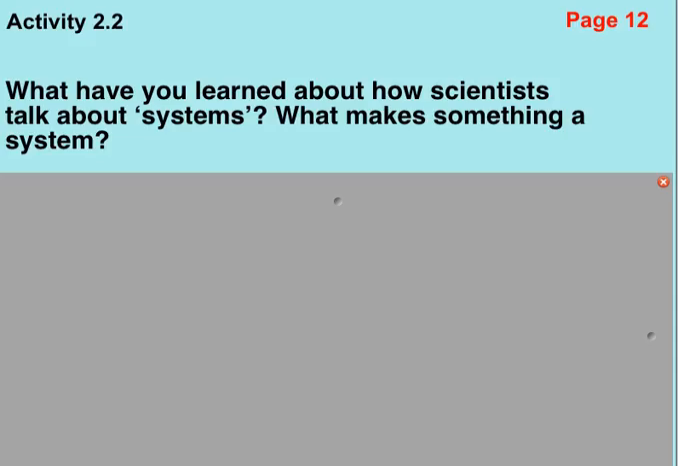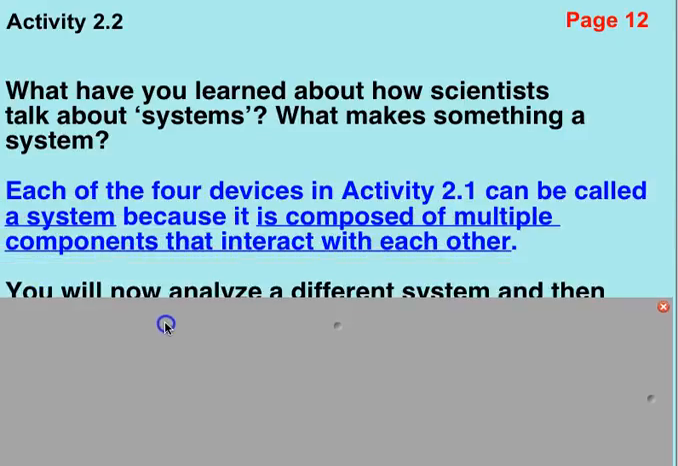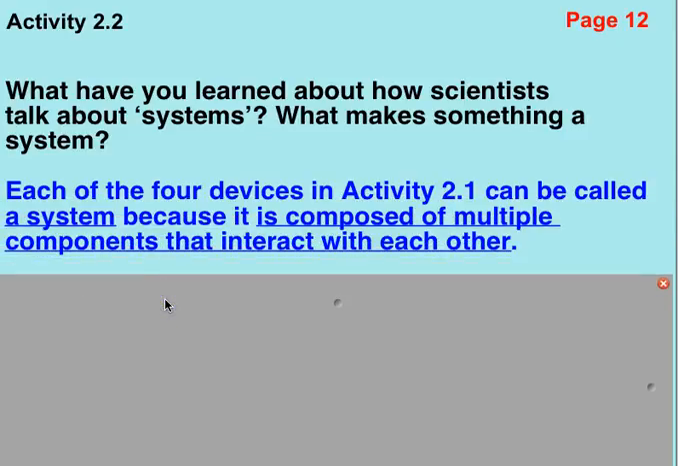So before we begin, let's review a little bit. What have you learned about how scientists talk about systems? We've talked about systems in our last book. What makes something a system? Well, each of the four devices in Activity 2.1 can be called a system because it's composed of multiple components. So if you go back to the magnetic cannon, you had different components. You had the steel balls, you had the track that it was on, you had the magnets. All those are different components. You put all the components together, it's considered to be a system.